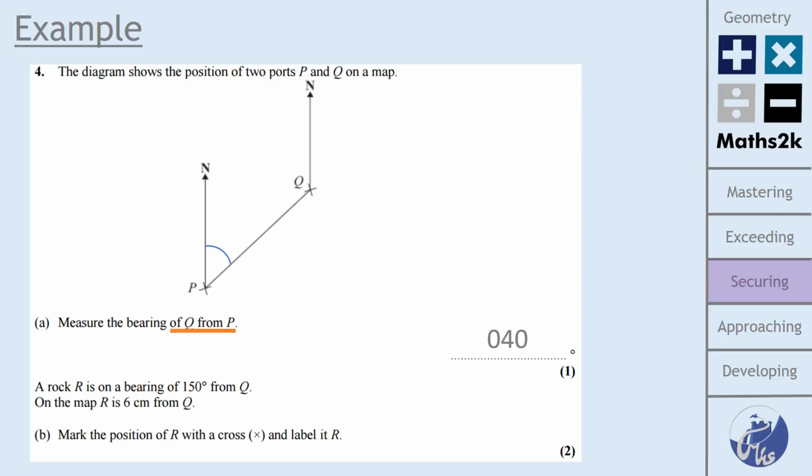The next part says a rock R is on a bearing of 150 degrees from Q. On the map, R is 6 centimeters from Q. So at this point, you're going to want to say, well, okay, I know where R is from Q. So I'm going to start at Q now.